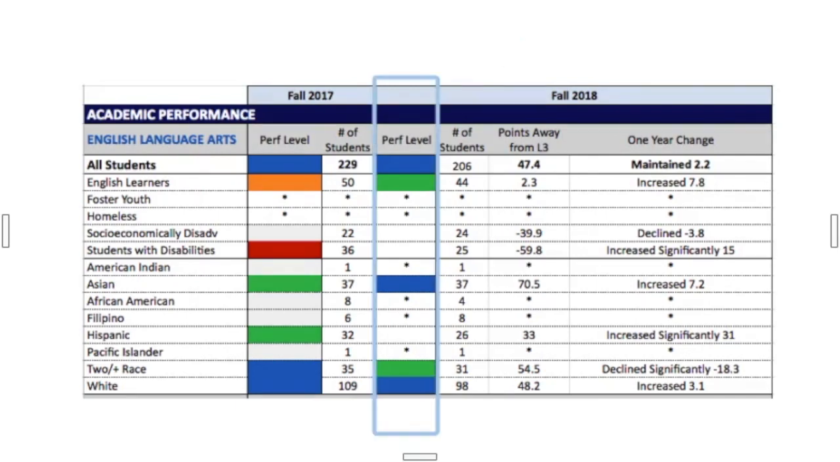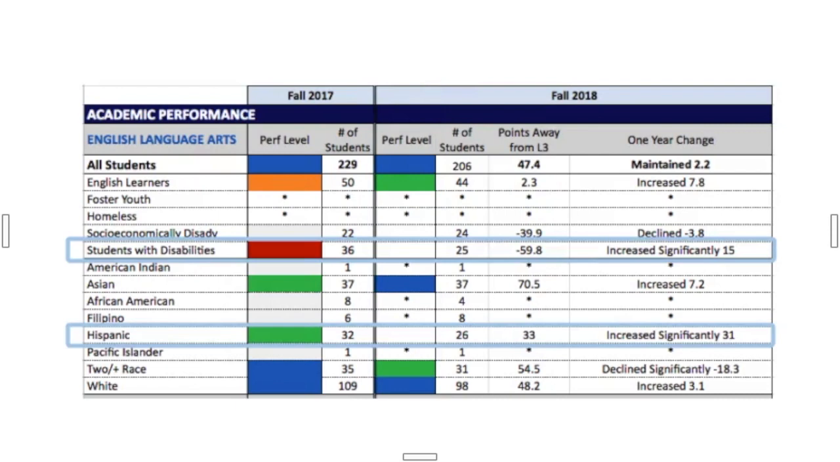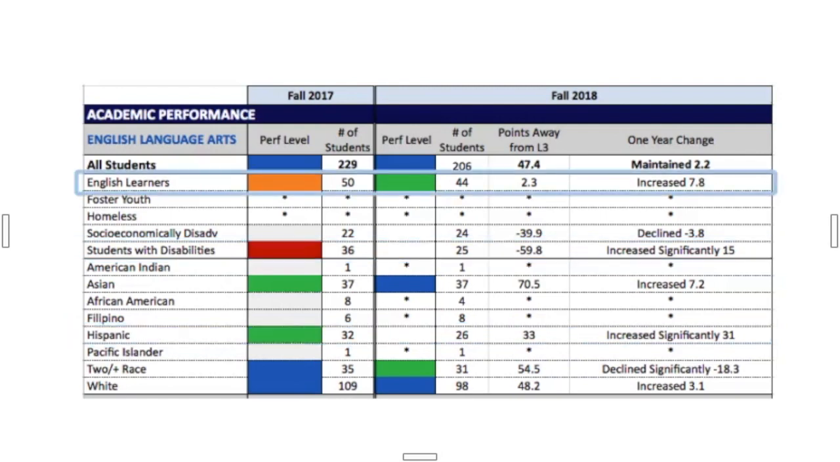A huge success for our school is that now all subgroups are in the green or blue for English Language Arts. Also, there are two separate groups which increased significantly. Those were our students with disabilities and our Hispanic students. Lastly, we are so proud of our English language learners as that population increased 7.8 points, which brought us to a green level.